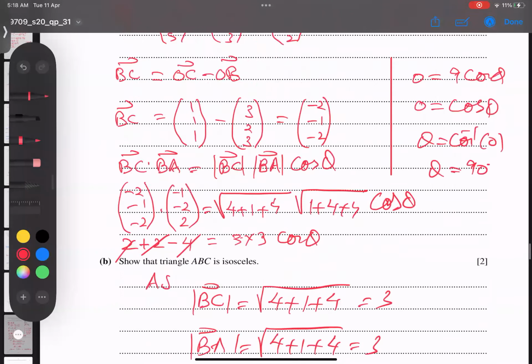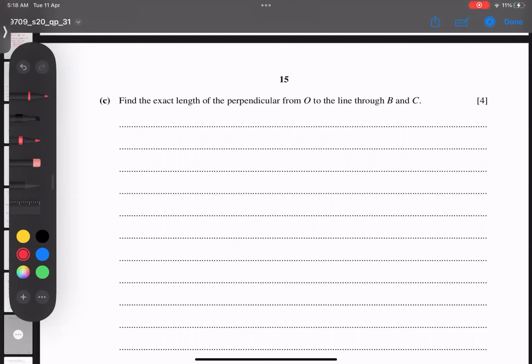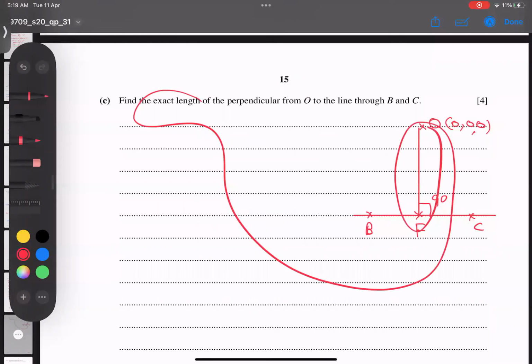Find the exact length of the perpendicular from O to the line BC. So it means O to line BC, we have to find it. And O stands for the origin 0, 0, 0. And the line BC, we need it. So let's say B is here somewhere and C is somewhere here. And this is 90 degrees, and this is called F, the foot of the perpendicular. And we have to find out the exact length of this one, OF.